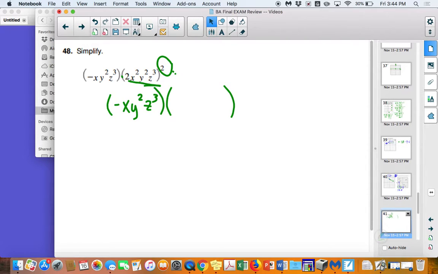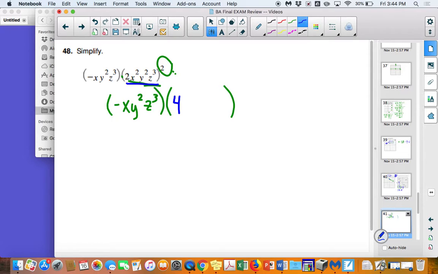Okay, so take the second group and you're going to take everything in here and raise it to the second power. Remember, coefficients act like numbers have always acted. So 2 raised to the second is 2 times 2 is 4. But exponents have a special rule. When you raise an exponent to another exponent, you multiply them.